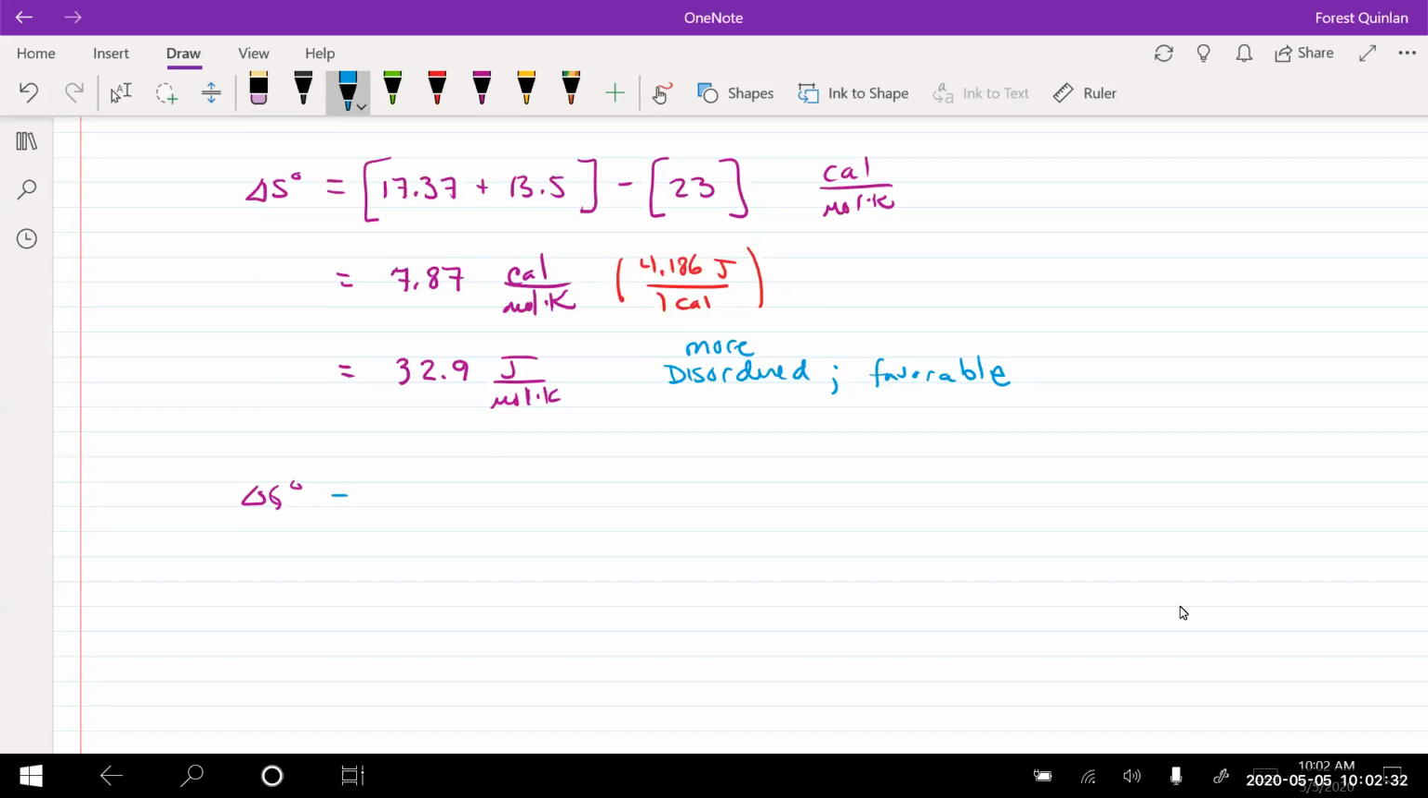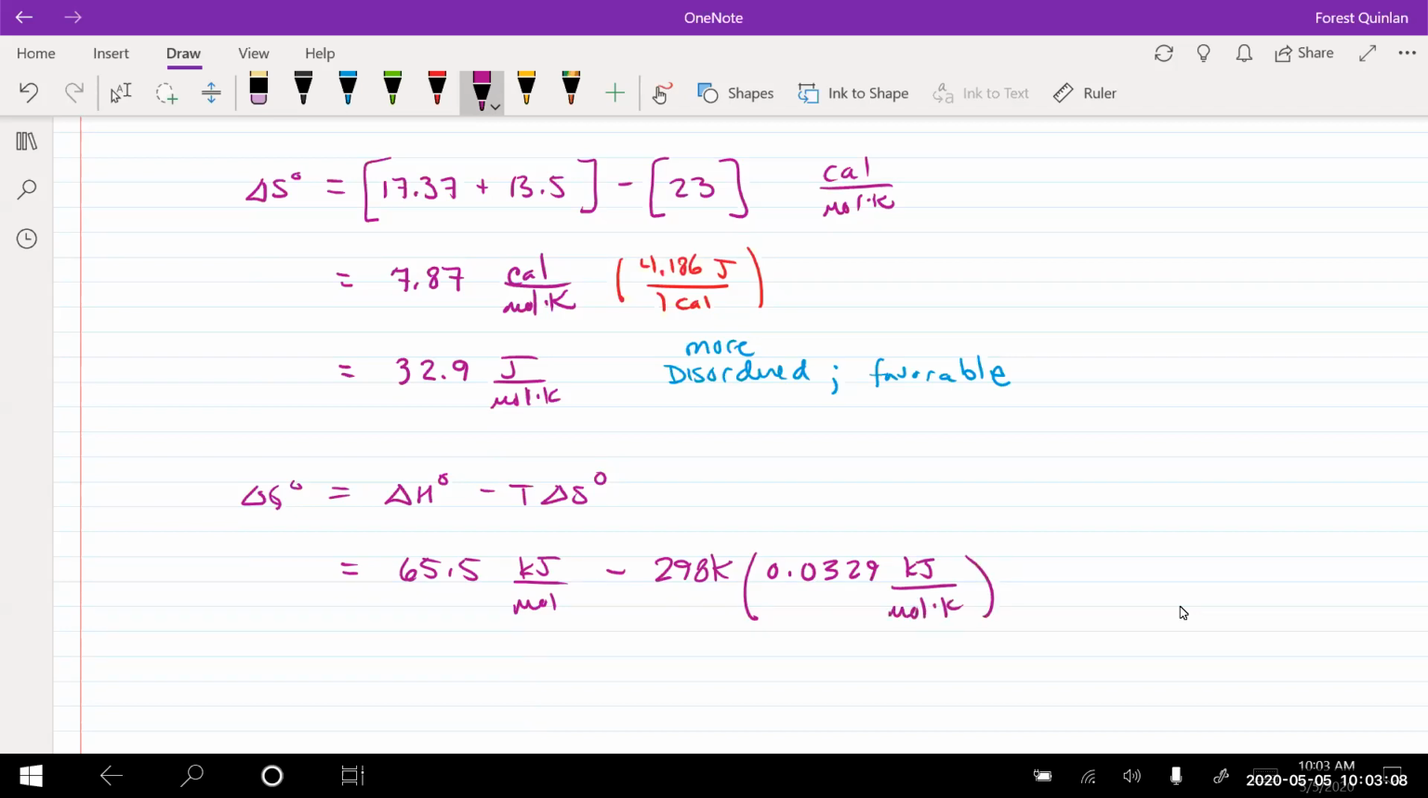Let's get delta G, which is going to be delta H naught minus T delta S naught. And so that is 65.5 kilojoules per mole minus 298 Kelvin times 0.0329 kilojoules per mole Kelvin.